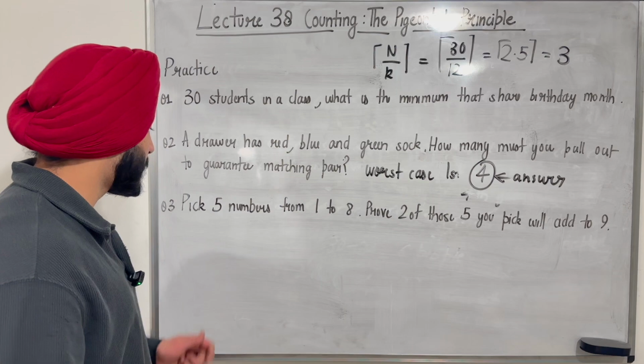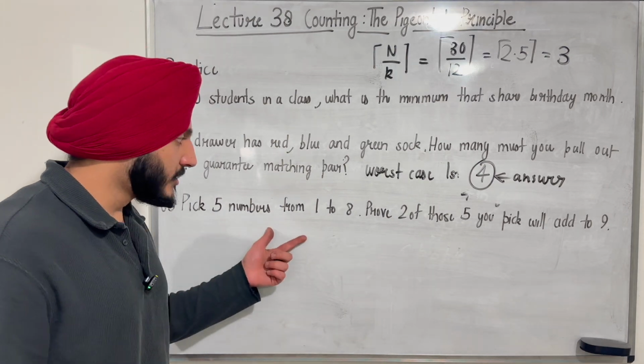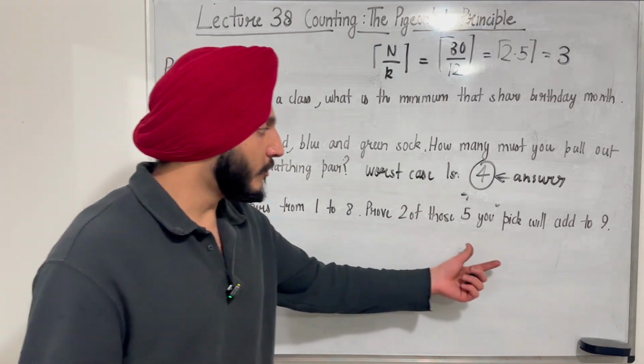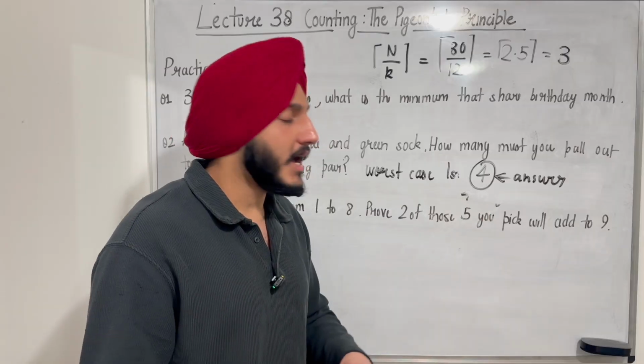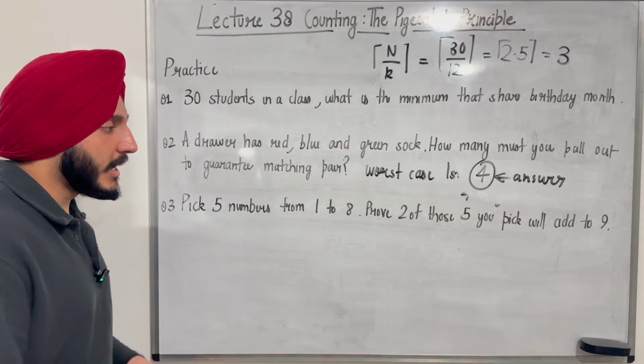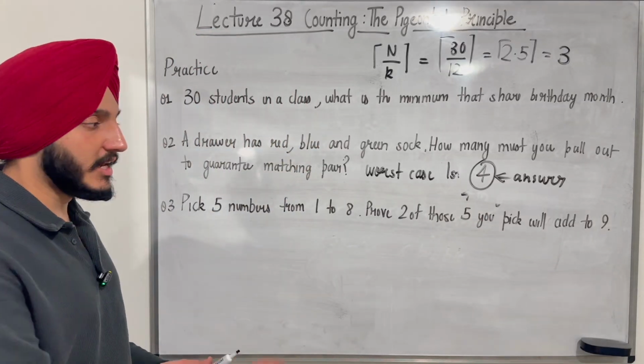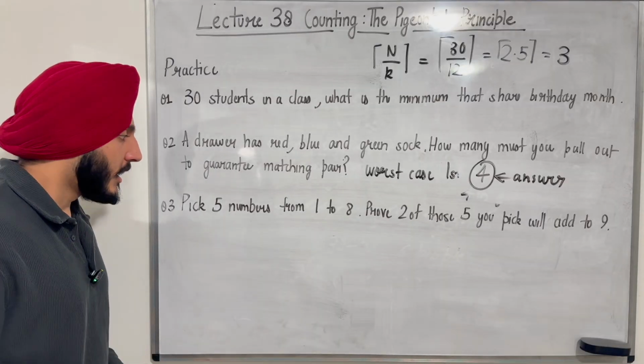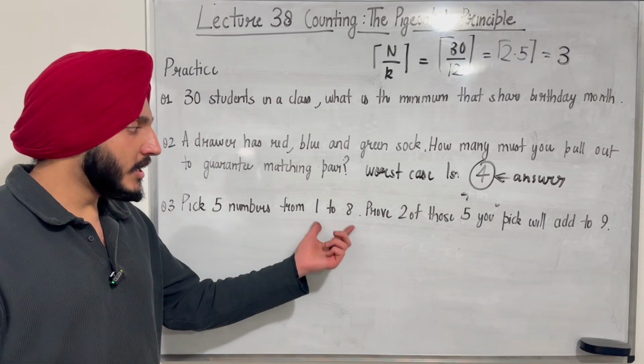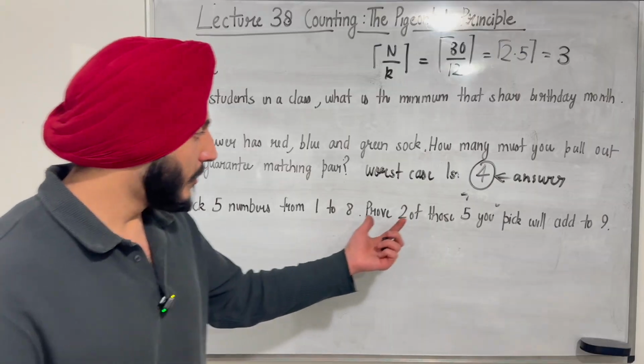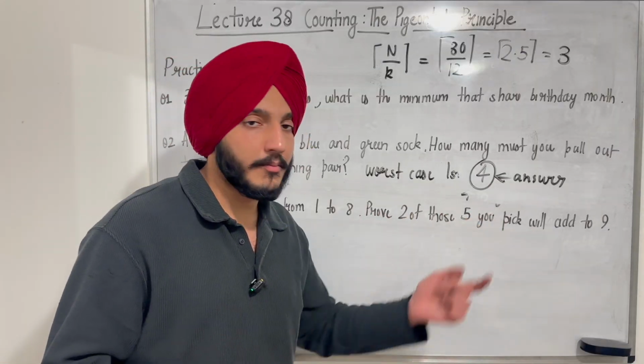Now let's look at the last question, which is: pick 5 numbers from 1 to 8 and prove that 2 of those 5 you pick will add up to 9. So this is again a very interesting question, the difficult one from this set, right? Okay. So first of all, you've been given numbers from 1 to 8 and they're saying prove that 2 of those will add up to 9.